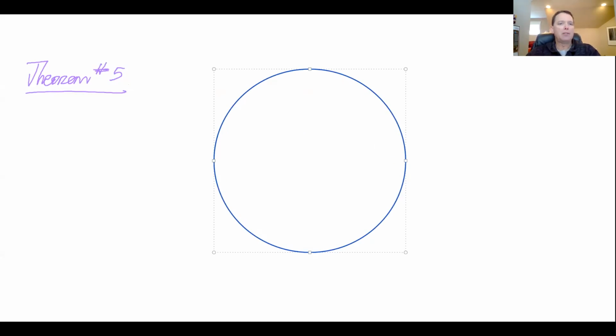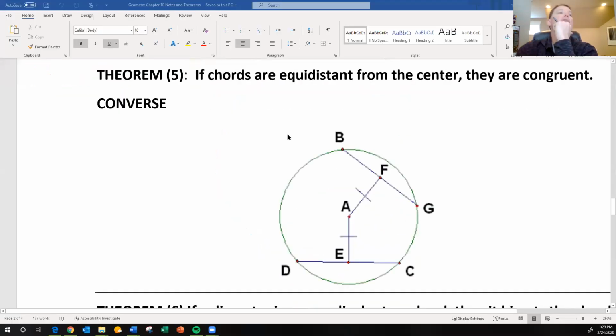Let me go back to the theorem sheet and let's see what this looks like in words, and then I'll walk you through it. So theorem 5 says if two chords are equidistant from the center. So I want you to look really carefully at that drawing. I'll try to replicate it. We've got these two chords that are just kind of there. We don't really know how they're connected to the center, except that the distance from, say, A to F and A to E is relevant here, and those two distances are equal.